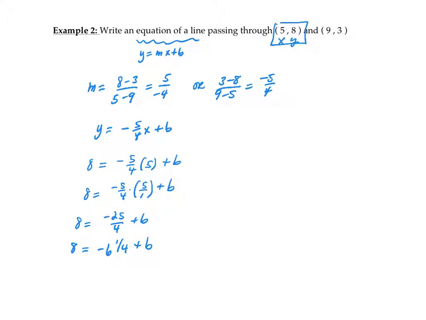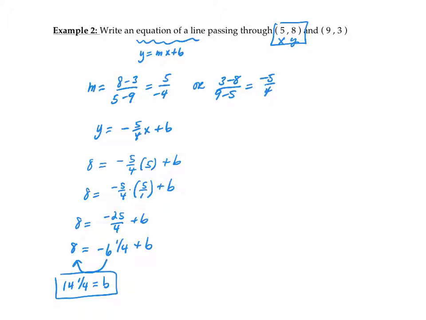So to solve for b in this case, you have to take and add that 6 and 1/4 to the 8 on the other side. And when you do that, 8 plus 6 and 1/4 gives us 14 and 1/4. And that's our y-intercept. So see what I mean? It's not a whole number. It has a fraction. We've got a mixed number here.